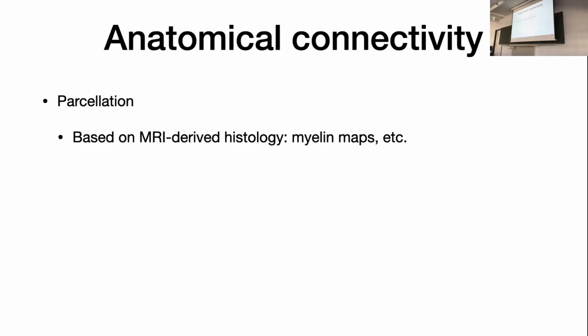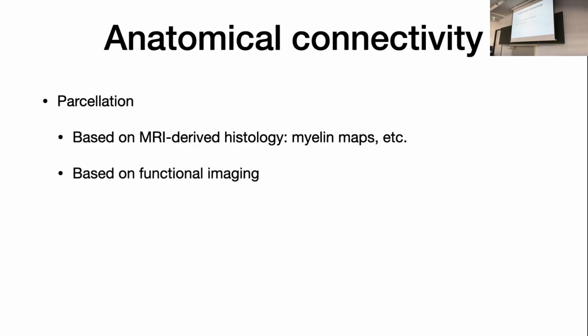And so we can do this based on a lot of different types of information. We can take anatomical images from the MRI scanner and do things like myelin. So we can look at the histology of the tissue in the brain and look, for example, at how much myelin is in the gray matter.